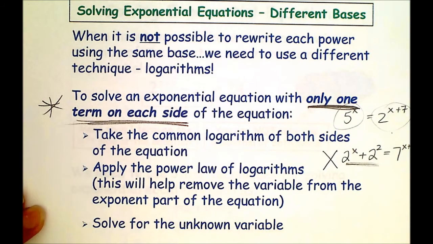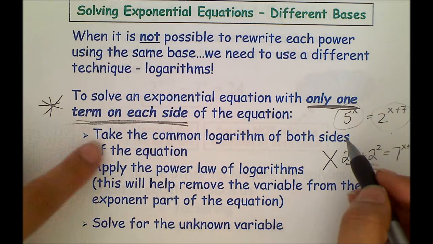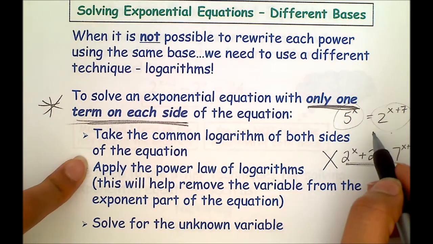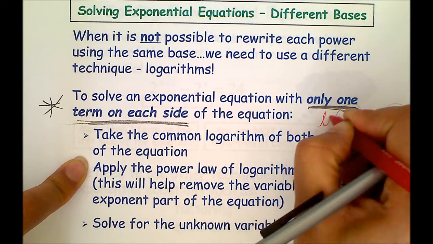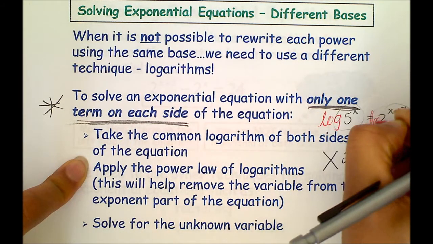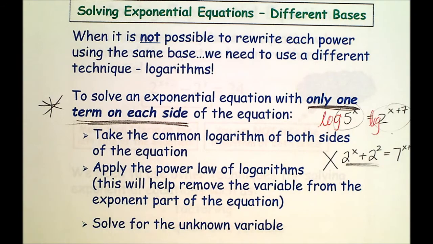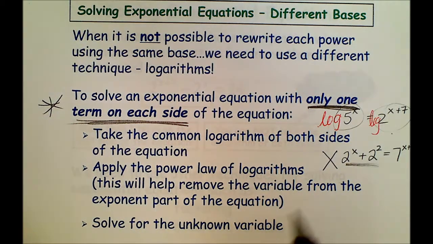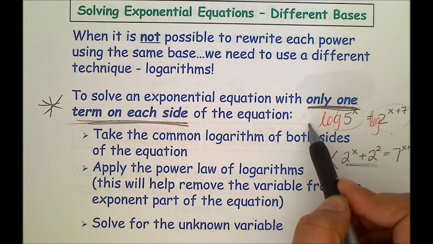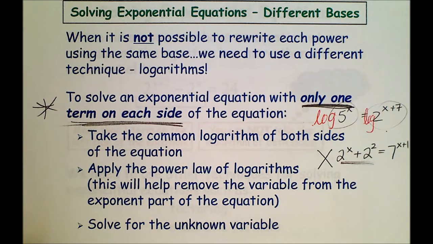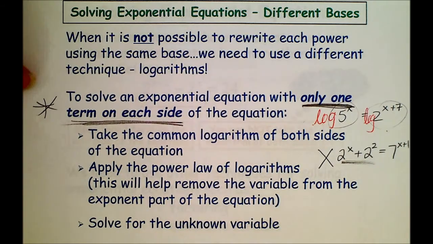Okay, so what you would do in this case is take a common logarithm of both sides of the equation. So basically you're going to introduce a logarithm by taking the logarithm of the left side and taking the logarithm of the right side as well. And then you know that when you have a logarithm, you can bring the exponent down by using the power law. And so that'll help you remove the variable from being in the exponent part of the equation. It makes your work a little bit easier. And then you can solve for the unknown variable. Okay? And so we're going to look at some examples of that as well.